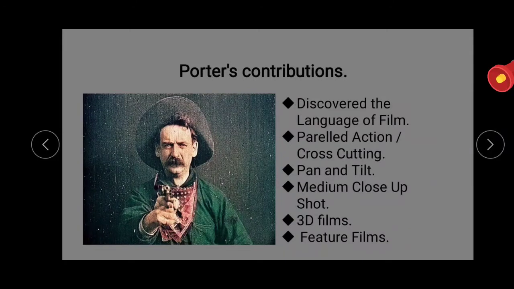In 1912, he accepted the position of a chief director at the Famous Players Film Company, and that's how the feature film came into being. In 1915, the first 3D film, Niagara Falls, was projected, and the image that is seen here is the final shot, the medium close-up shot that was mentioned earlier. This was from the film The Great Train Robbery, where we see that the character shoots directly at the camera. That's the medium close-up shot.